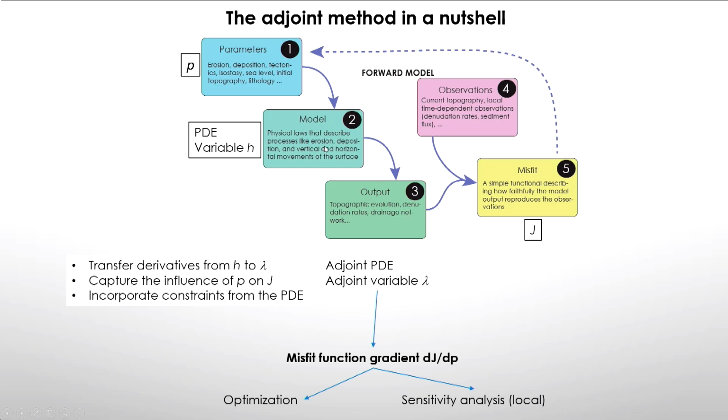So this way, you have to run the forward model only once, and then if your initial guess is not so far from the solution, you have a gradient of the misfit function that you have to follow in order to minimize it. So it can be used, of course, for optimization, meaning for minimizing this function and finding the best parameters that you're looking for. And also it can be used for sensitivity analysis, meaning to see which parts of the landscape, for instance, are most sensitive to parameter variations.